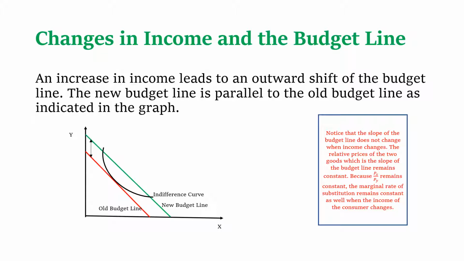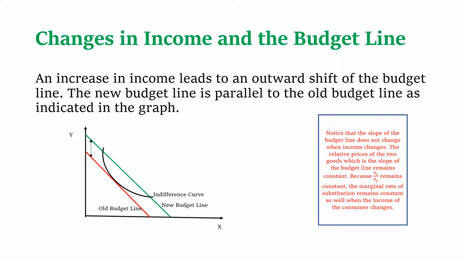Now, when the income of the consumer increases, the consumer is going to be on a new budget line. So here, if the income of the consumer increases, it does not lead to a complete rotation of the curve, but it leads to what? A shift in the curve. The budget constraint is going to shift outwards if the income of the consumer increases.